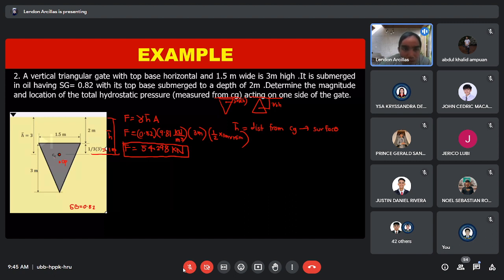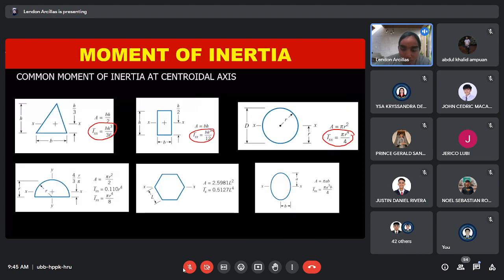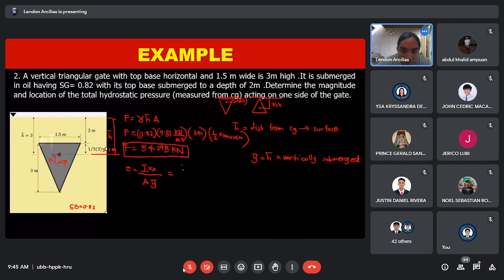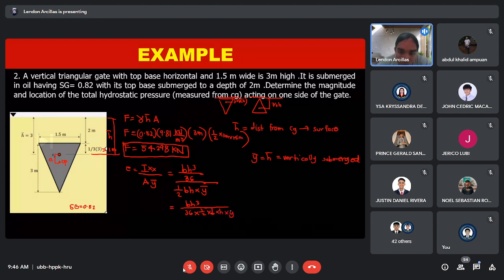Okay, the location of its force, this is CP. Ang hinahanap pala is the determine the location of its force from the CG. So, ang hinahanap dito is letter E. Okay, so the eccentricity is equal to the centroidal axis of inertia over area times the y-bar. So y-bar is equal to h-bar if vertically submerged. Okay, so for triangle, ano nga yung formula na yun? Triangle, there is bh cube over 36, over area ng triangle, it is 1/2 base times height times y bar, which is equal to h bar. So let's arrange first, magiging ano to? BH cube over 36 times 1/2 times BH, y bar, okay? Inarrange ko lang.